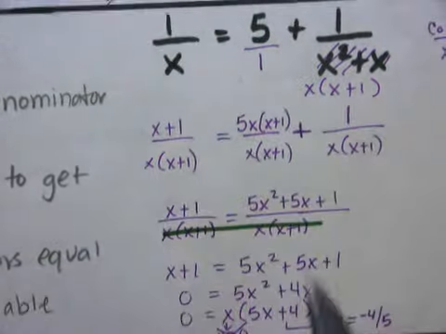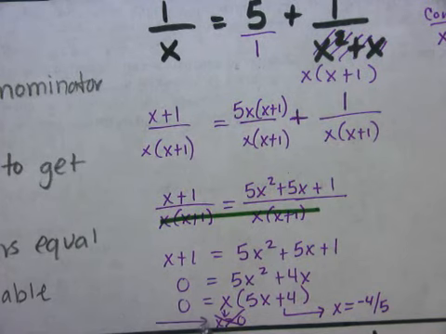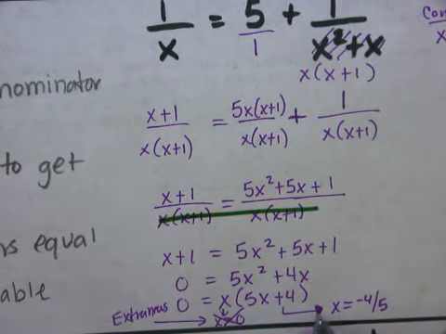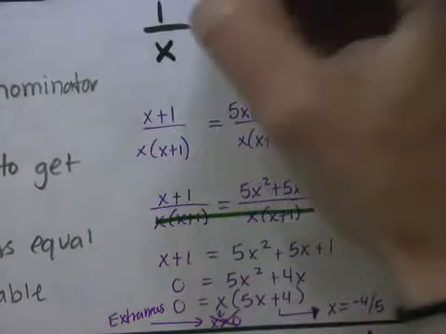That would make this denominator 0, which would not be good. So this guy is an extraneous solution. Right now, I'm thinking -4/5 is our correct answer. We'll do it one more time a different way. Hopefully we'll get the same thing.